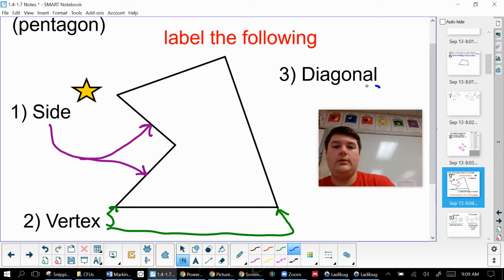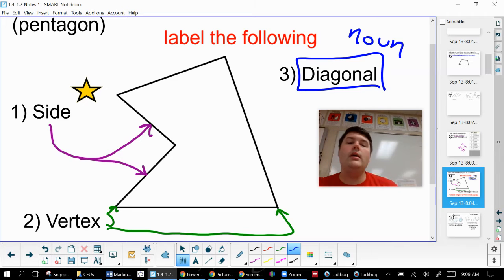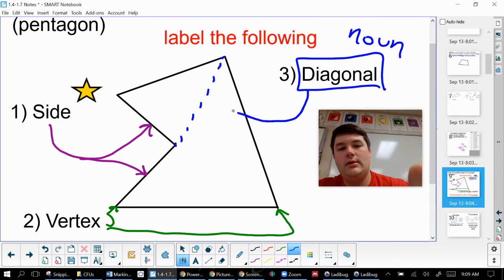Now, a diagonal. Again, this is a noun. It is a thing. A diagonal is going to be any time that you connect 2 vertices that are not already connected by a side. So that is a diagonal.